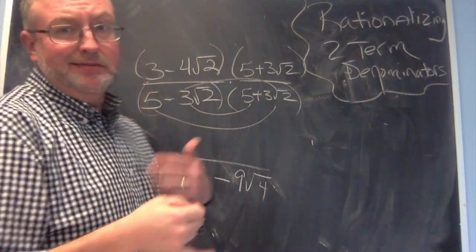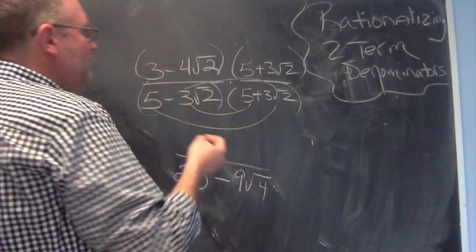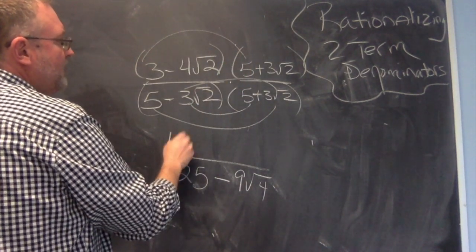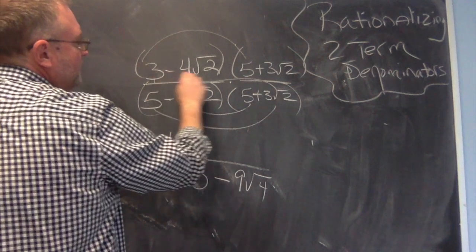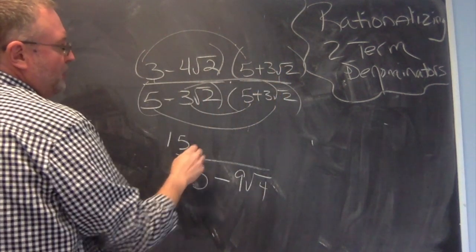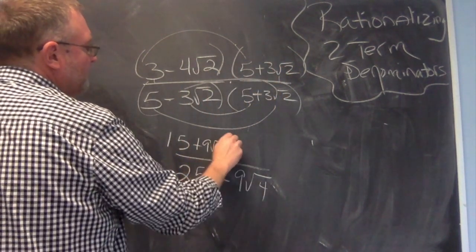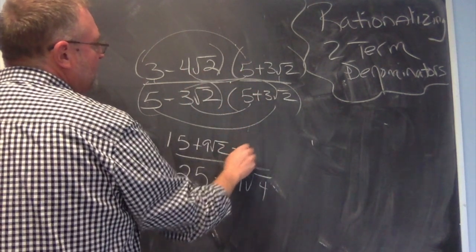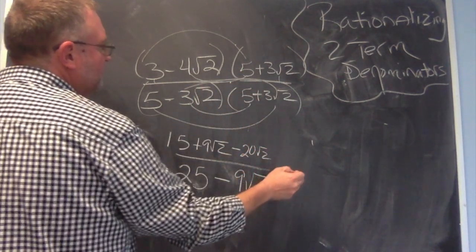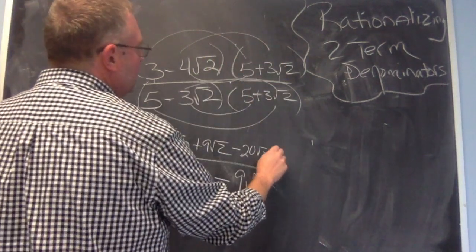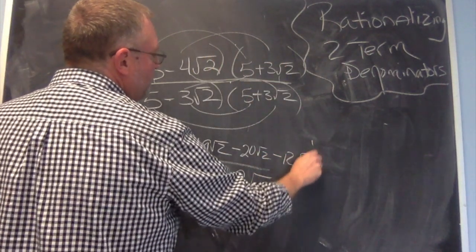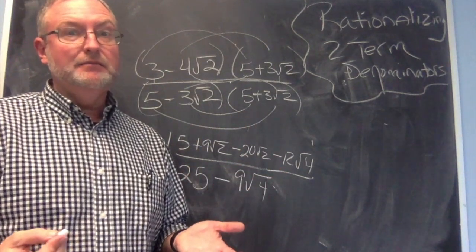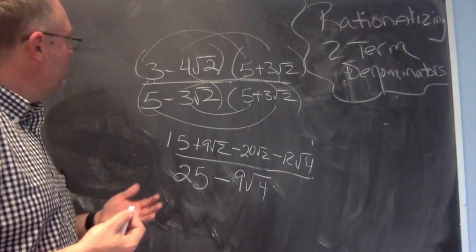Let's do the top. Now this one, I'm not going to eliminate. So we do the first terms. 3 times 5 is 15. My outer will be 3 times 3 square root of 2, which would be 9 square root of 2. My inner would be a negative 20 square root of 2. And my last would be a negative 12 square root of 4. All right? That's a big, long answer, but we can put some things together, okay?